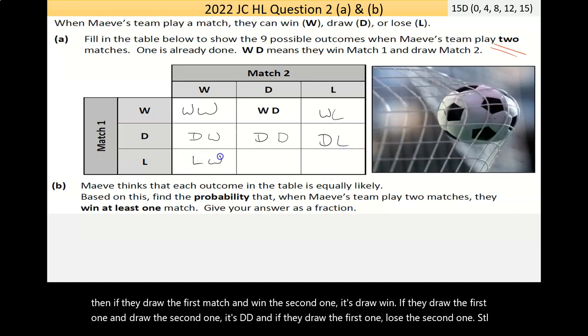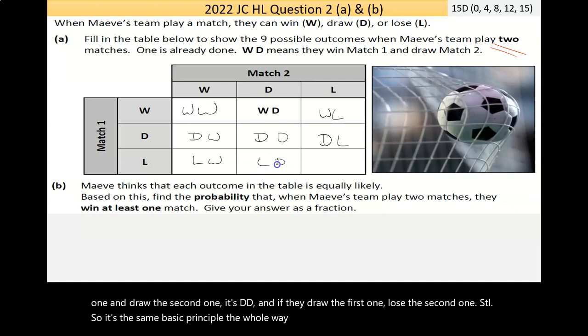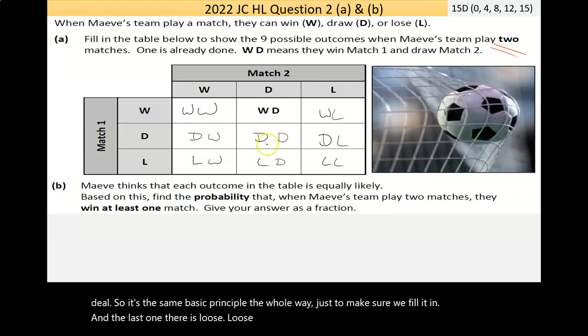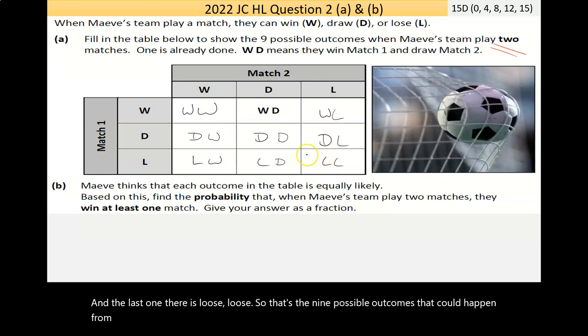So it's the same basic principle the whole way, just to make sure we fill it in. And the last one there is lose-lose. So that's the nine possible outcomes that could happen from playing two matches. So in a sense, this is a sample space.